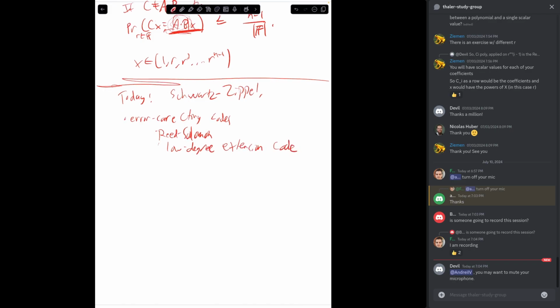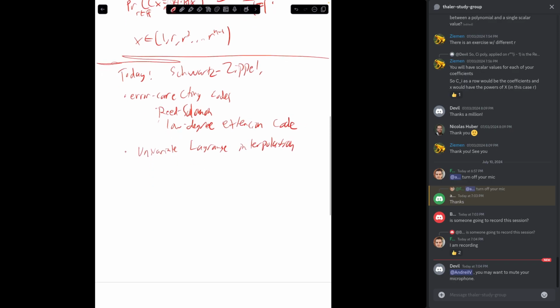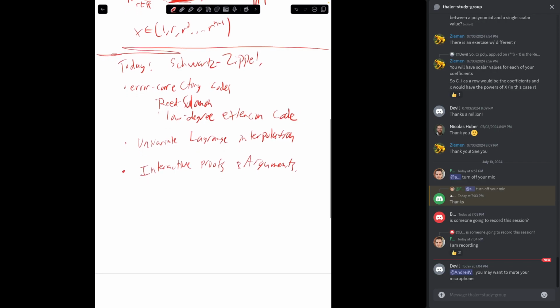And then I'll talk about univariate Lagrange interpolation. And this might be it because I do want to keep today to an hour. But if there's time, we'll briefly define and discuss a little bit interactive proofs and arguments. But that might have to wait till next week. Okay, so that's the plan. Let me just pause here and see if anyone wants to ask any questions.